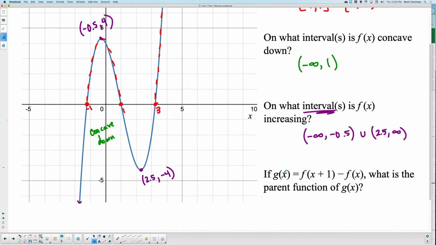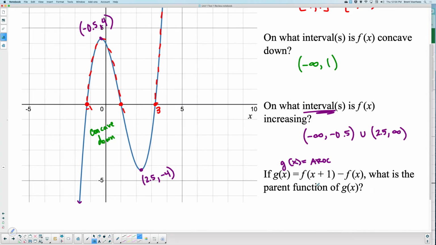Finally, if g of x equals this, what is it saying? If g of x is equal to the derivative of f, what is the parent function of g of x? So look at this function. What type of function is this? It is odd. What's the simplest odd function that has 3 zeros? I should have put that. If all the zeros are shown, this would be cubic.